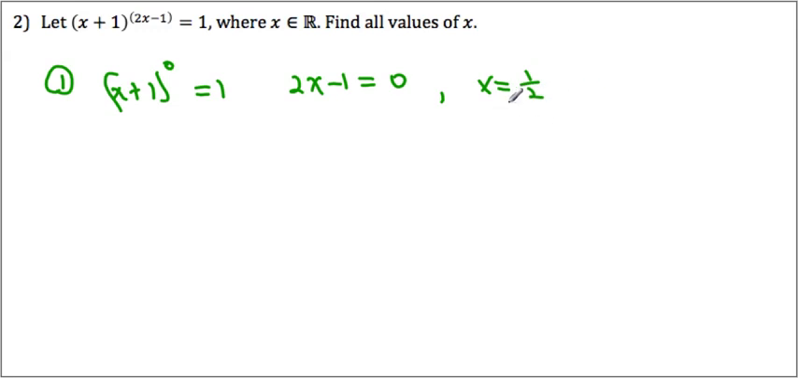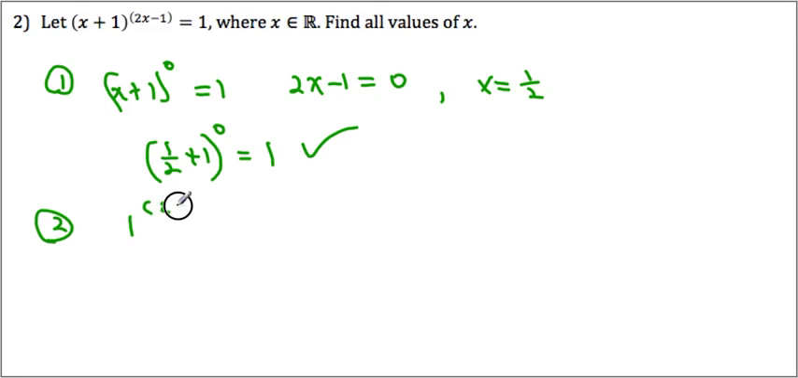Now let's just check it. If you plug in 1/2 in the base, we get 1/2 plus 1 to the 0 power. Yes, indeed it becomes 1. That's fine. Second one, 1 to any power, so the base x plus 1 will also be equal to 1. That means x has to be equal to 0. So we have two answers.